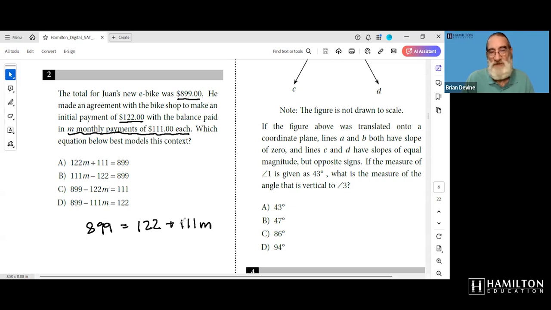I don't see that, but I do see something here where if I take 111m away from both sides, I get one of the answers. And that's a valid move. Subtracting 111m from both sides will eliminate it on the right. It'll show up as negative 111m on the left, and D is your answer.